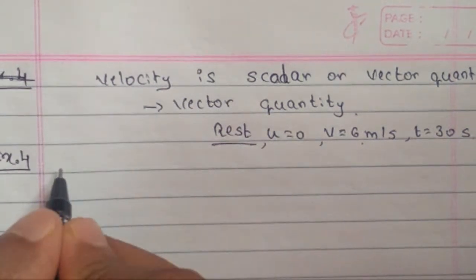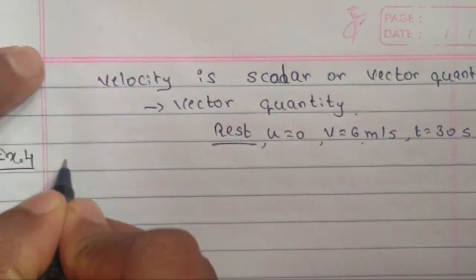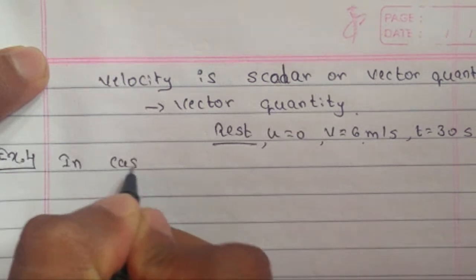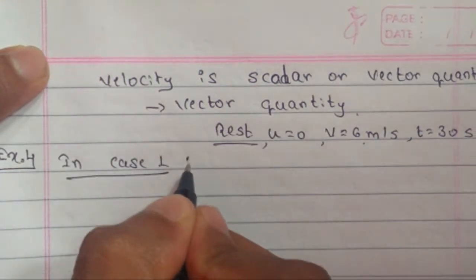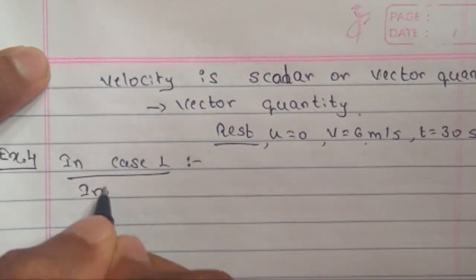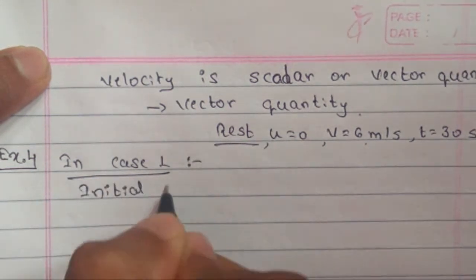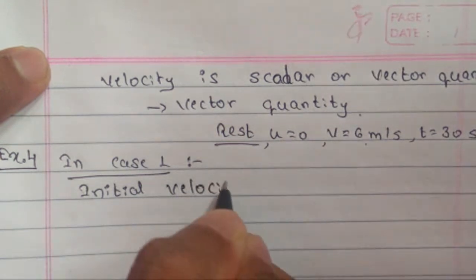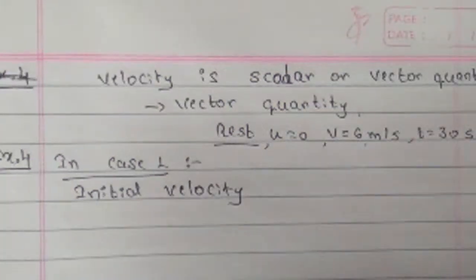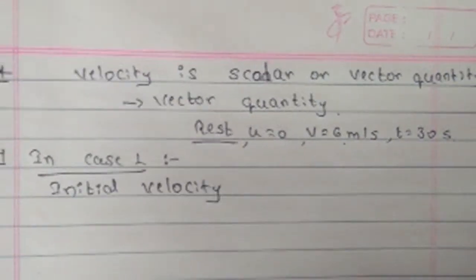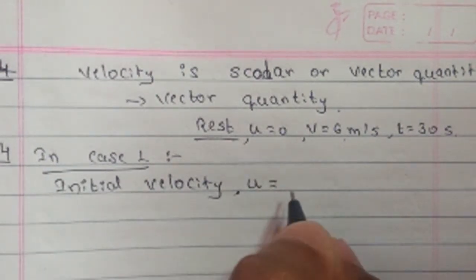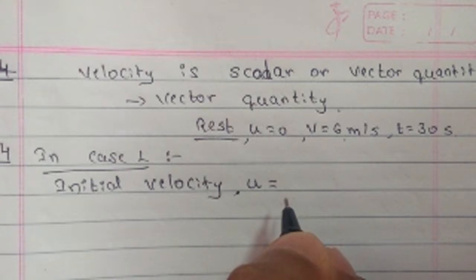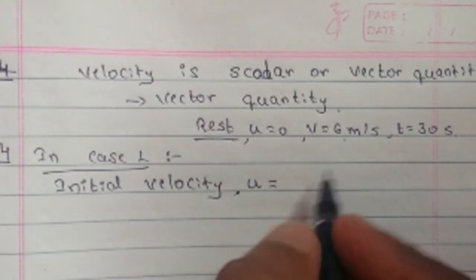Now I will solve the problem. First I will write the given data. In case 1, initial velocity. Here, the object is starting from rest. So that means initial velocity, and the symbol used to represent initial velocity is small letter u, and that is equal to how much? 0.